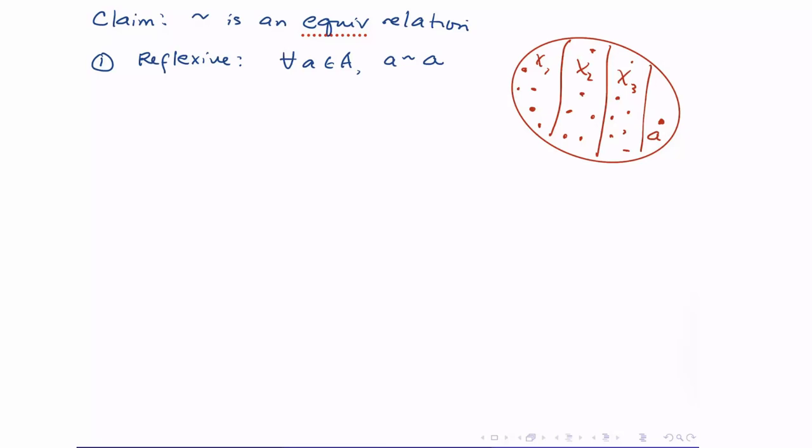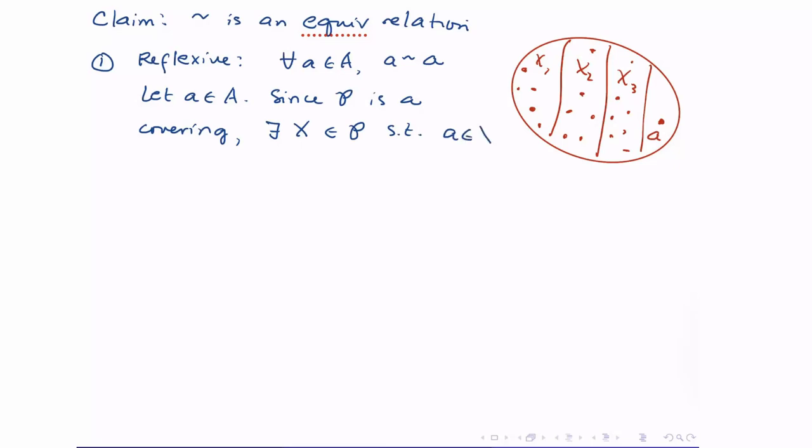Let me start first with the quantifier here, so let A be an element of A. Since P is a covering, we know that there exists an X in the set such that A would be an element of X. So we're sure here that we can always find a set in the partition to which A belongs.